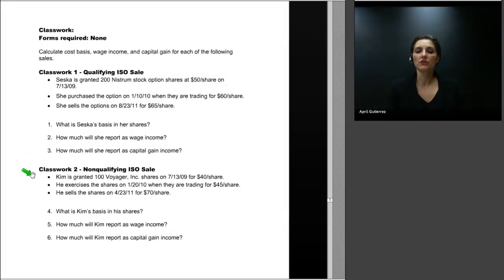Classwork number 2 is a non-qualifying ISO sale, and Kim is granted 100 Voyager Inc. shares on 7/13 of 09 for $40 a share. He exercises the shares on 1/20 of 10 when they are trading for $45 a share, and then he sells them on 4/23 of 11 for $70 a share. So what is Kim's basis in his shares? How much will Kim report as wage income, and how much will Kim report as capital gain income?